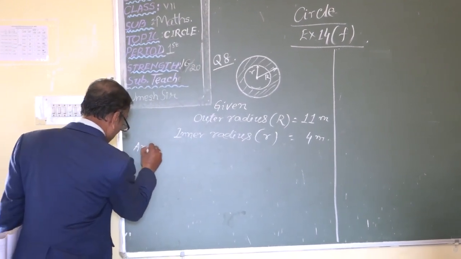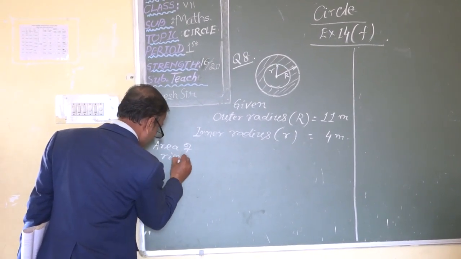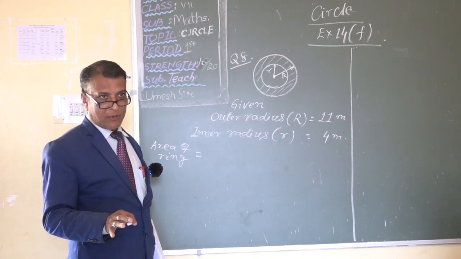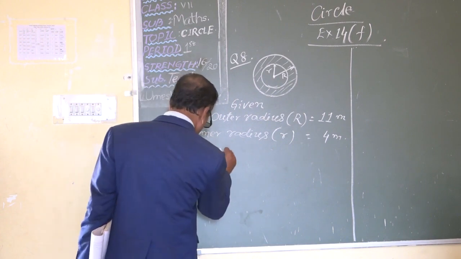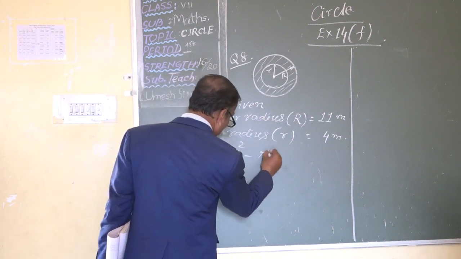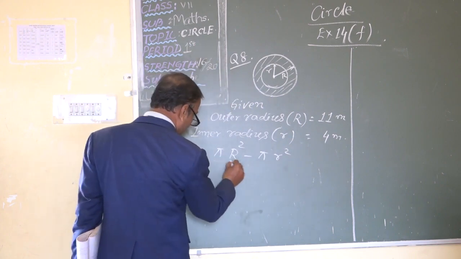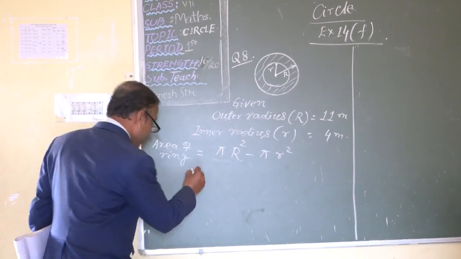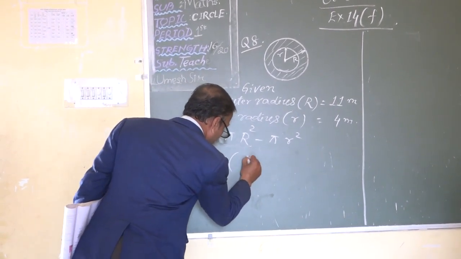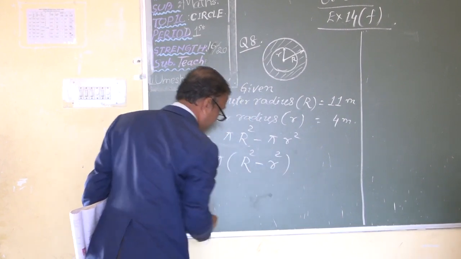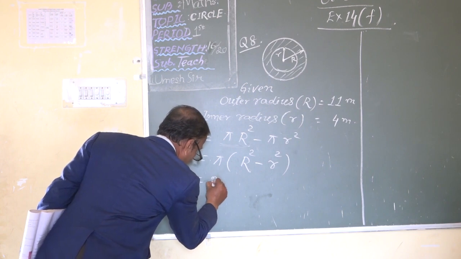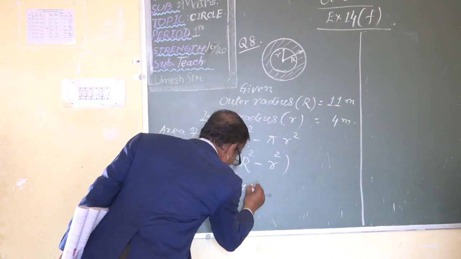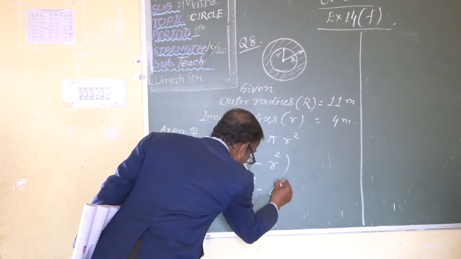So you will write area of ring. Everybody knows what the area of a ring is, but still you have to write it in your copy. Area of ring is equal to pi r square minus pi small r square. This is the outer circle's area, and this is the inner circle's area. Now this is equal to, if you take pi common, pi into r square minus r square, that is equal to pi, which is 22 by 7, into r square minus r square. R means given 11. So it is 11 square minus 4 square.